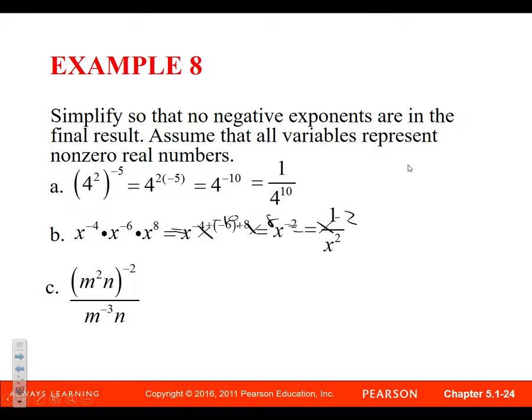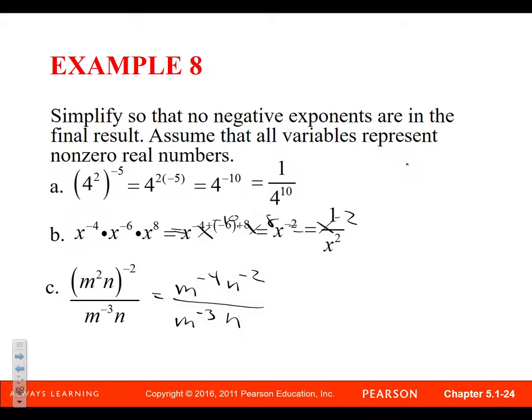Alright, cool. Here we go. In the numerator, m to the second to the negative 2 is going to give you m to the negative 4. And that n will be to the negative 2. That's still over m to the negative 3 n. Everyone okay with that first step?